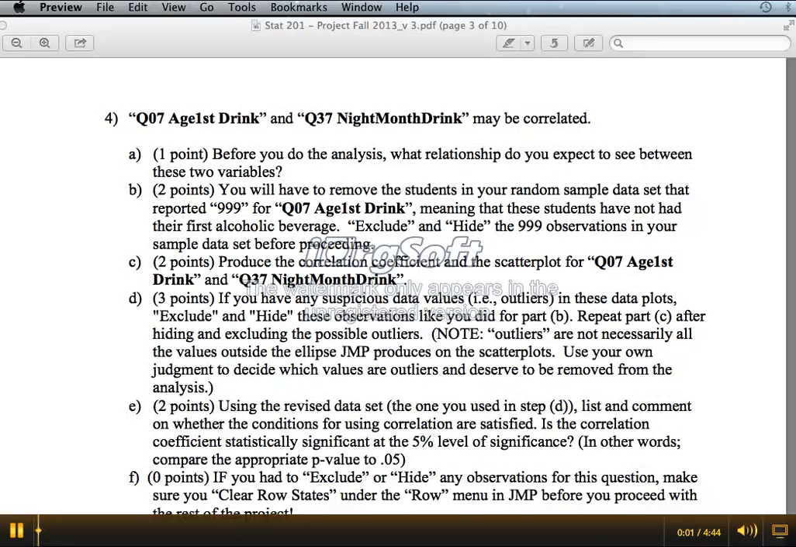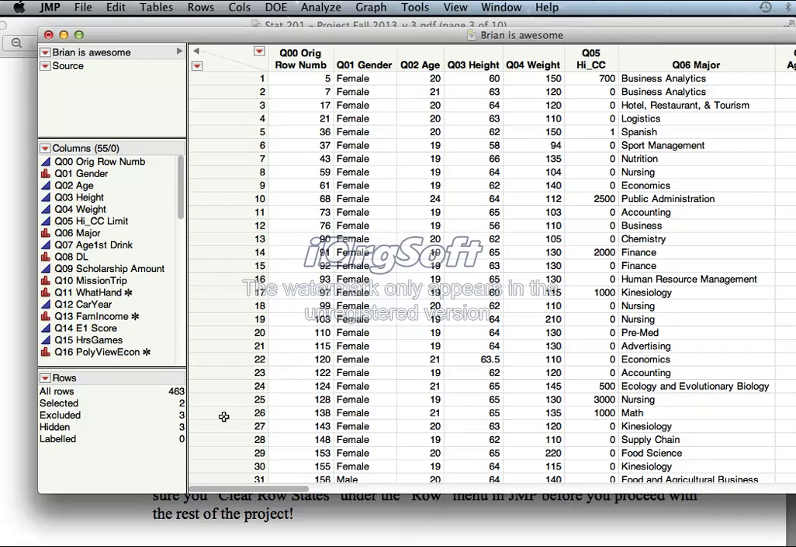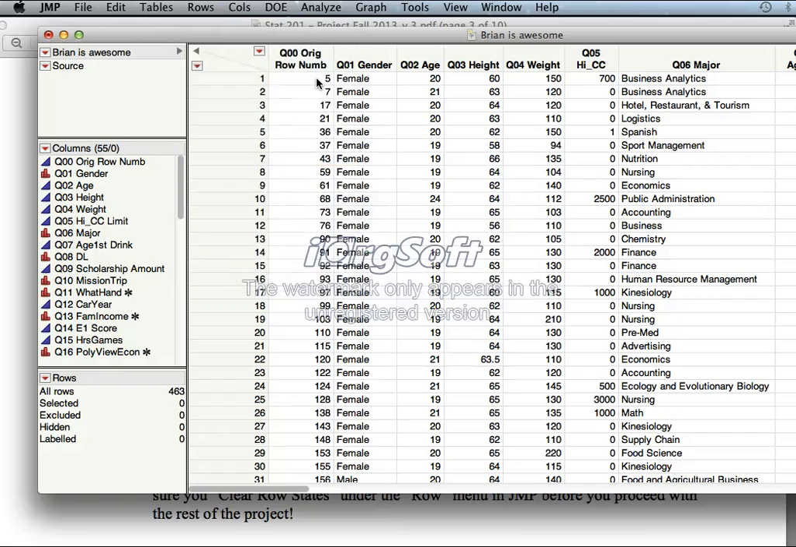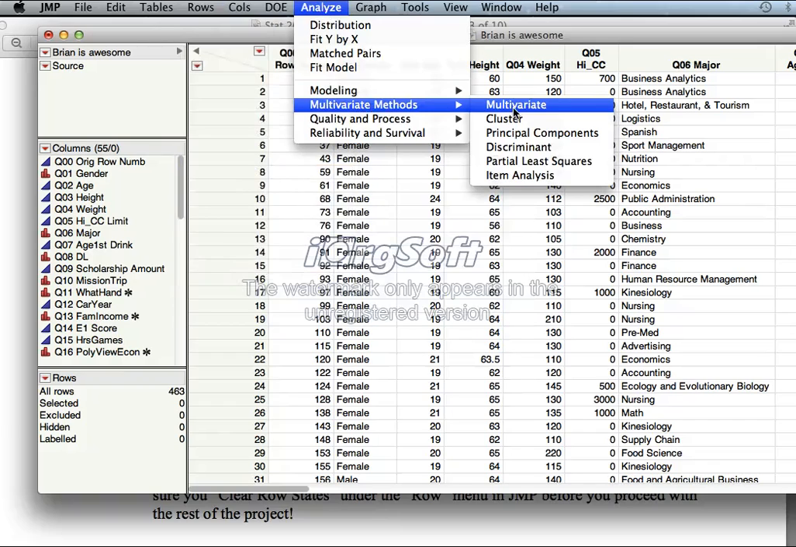This problem is all about correlation. So let's go ahead and click over to our data. Now one thing you'll notice here is you want to make sure you're working on your random subset, but also make sure you don't have anything excluded or hidden. I do. So I want to go to Rows, Clear Row States. Now, to do correlation, go to Analyze, Multivariate Methods, Multivariate.